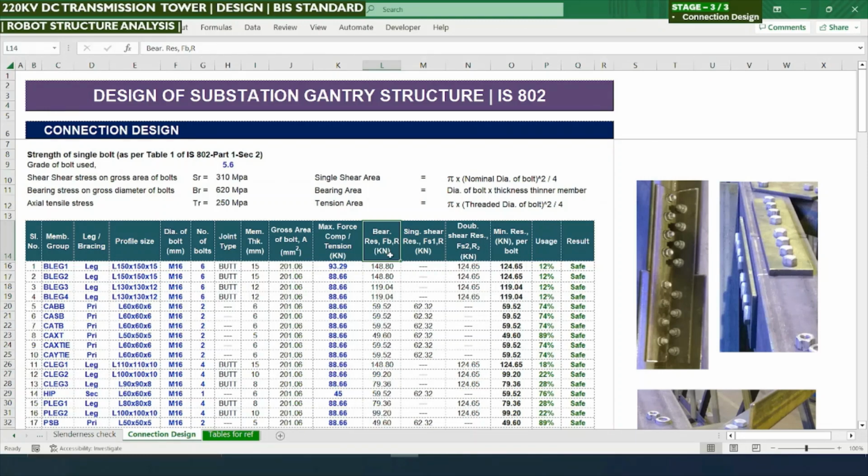The bearing capacity of the bolt we need to calculate as per the formula described here in IS 802 part 1 section 2. It states that the diameter of the bolt is to be multiplied by the thickness of the thinner member. In this case of splicing connections, as there are 2 members to be connected, we need to check which one is the thinner one. Here leg member 1 and 2 are the same kind of member, so we need not bother about it, or else we can drag this down a little for the member thickness alone and press enter.